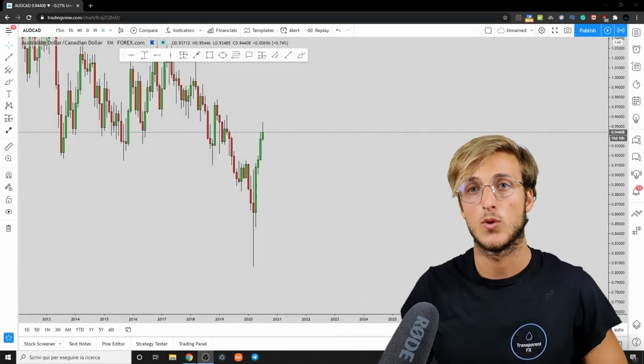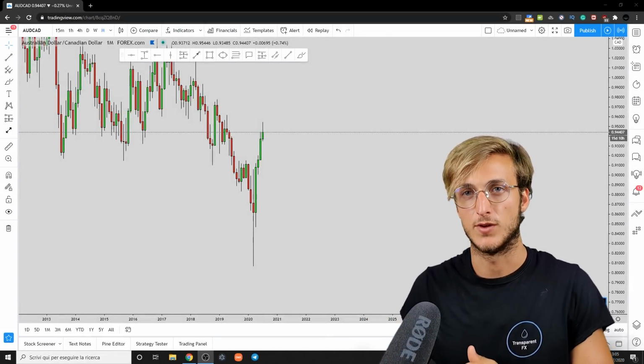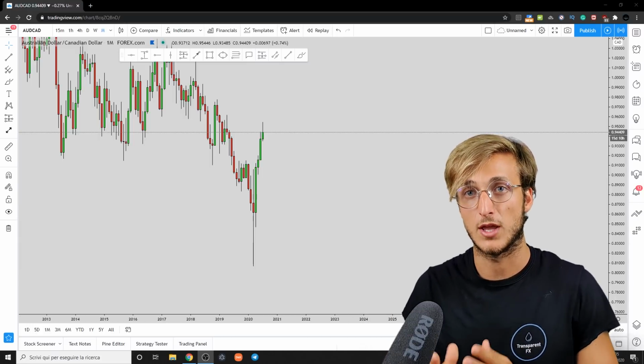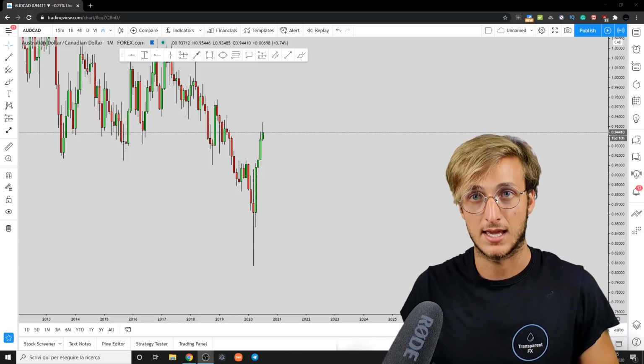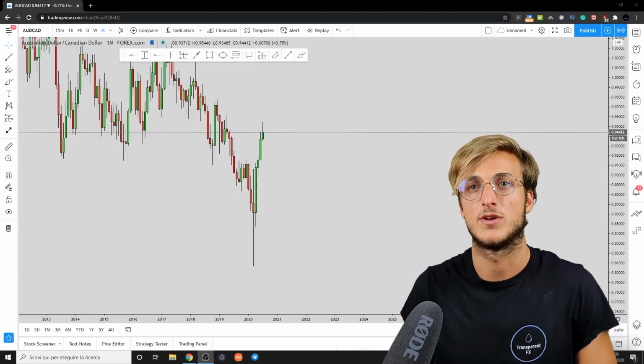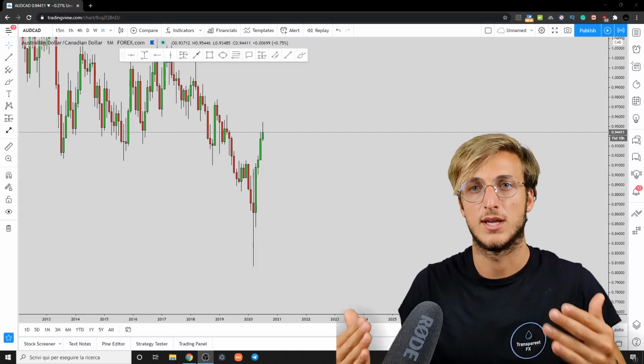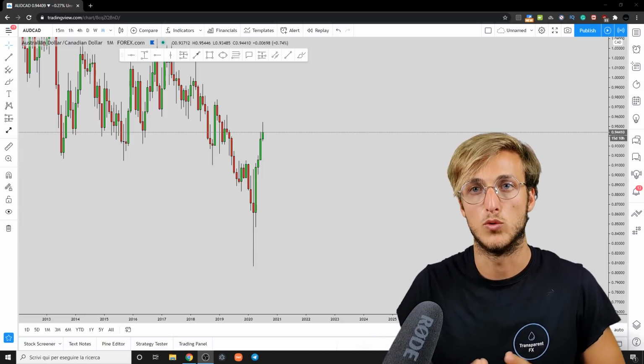Okay, so this is how we will be structuring today's video. There is a pair that I want to speak about that I believe is both very educational to analyze and also very practical, because there is a good opportunity that we can be looking for on this pair to actually capitalize on the next move for the pair.